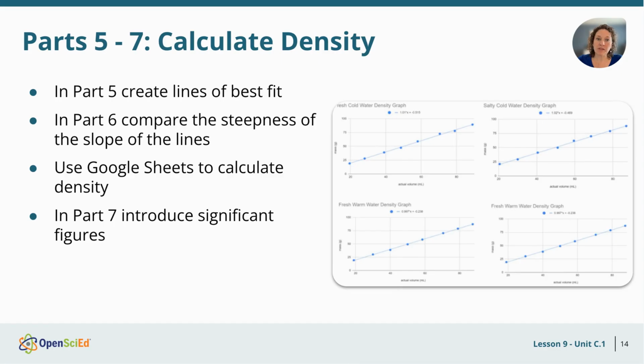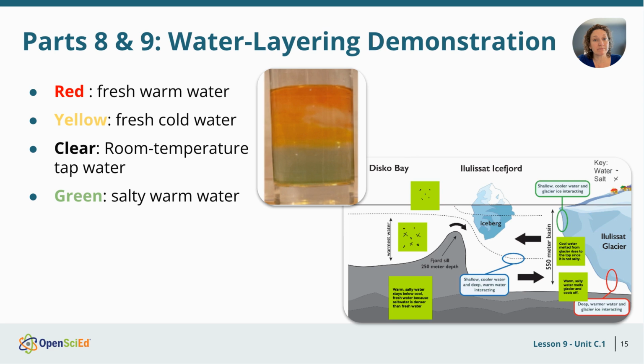In the key moments for parts 5 through 7, now that we have the data, we'll use the Google Sheets to make sense of it. So begin with a teacher demonstration of how to make a line of best fit in the Google Sheets. Then in part 5, the students will compare the steepness of the slope of the lines, and we'll find the saltwater samples have steeper slopes than the freshwater ones. In part 7, introduce significant figures to help the students to determine the correct densities for the ice and microbeads.